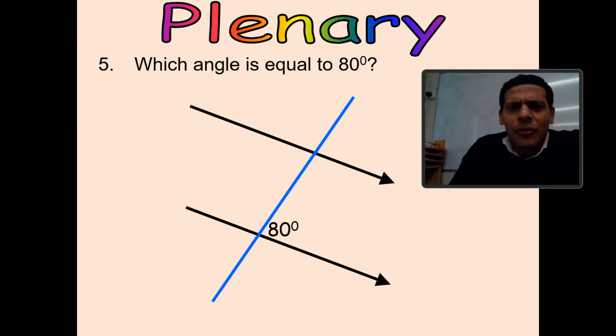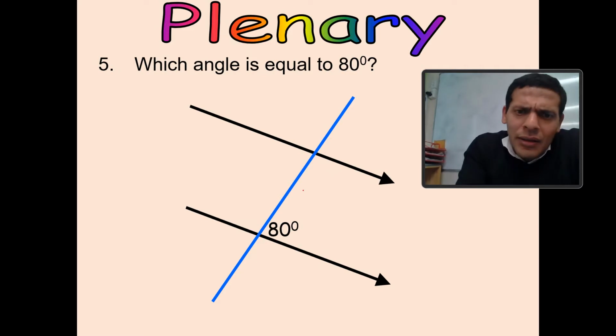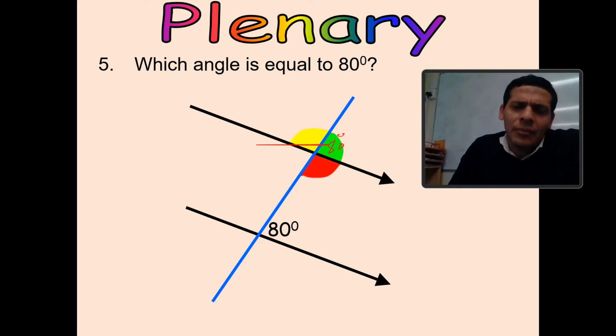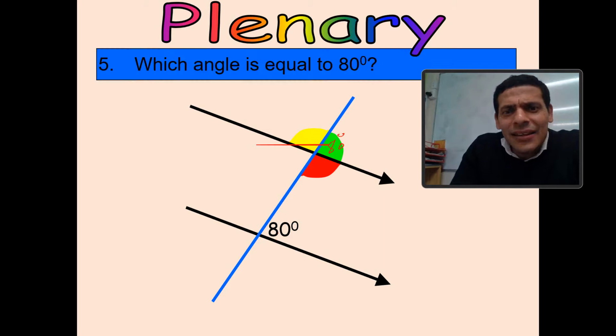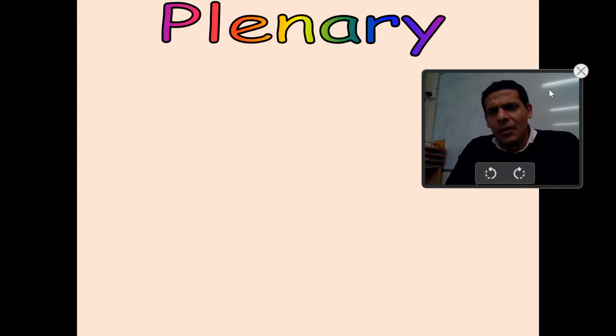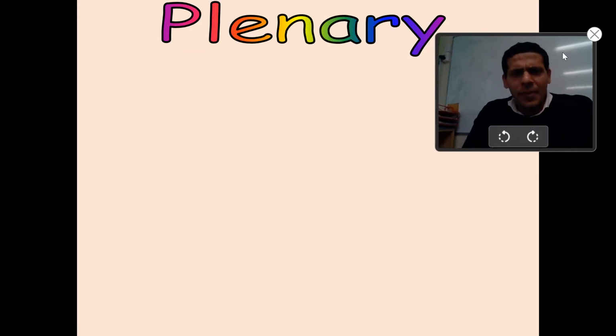Which angle is equal to 80? Well, 80, and here 80, this one will be 80 as well. That's right. Why? Because they are corresponding, which represents the green color here. Yes. We move on. Next one.